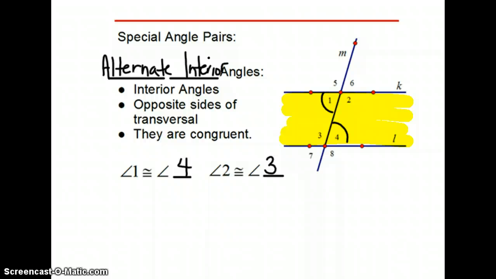And again, you can look at the acute and obtuse relationship. 1 is acute, 4 is acute. They are congruent to each other. 2 is obtuse, 3 is obtuse. They are congruent to each other.